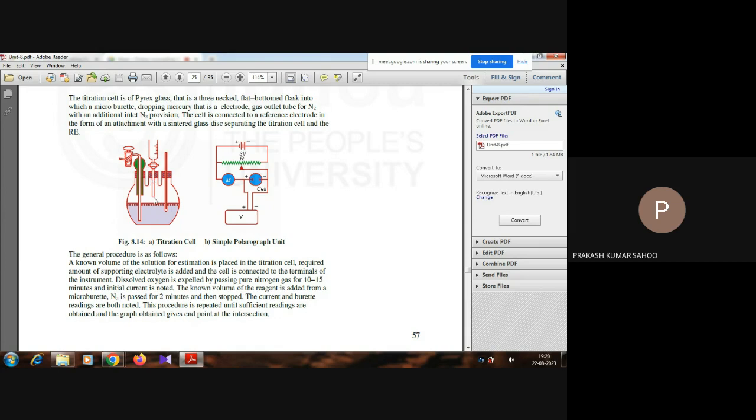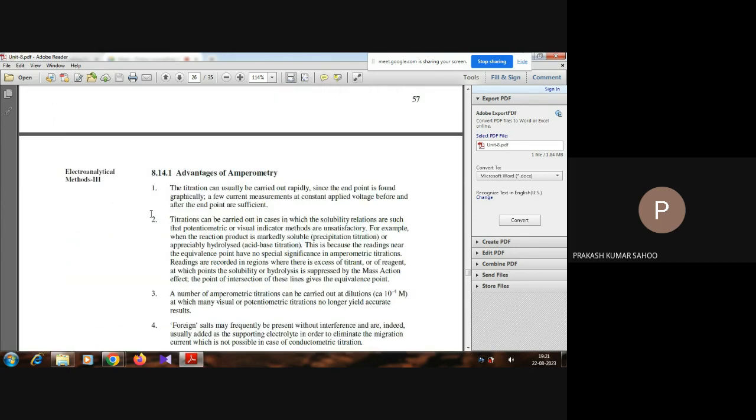So if EDTA is added through this burette, what happens is the zinc 2 plus ion in this solution forms a complex with the EDTA, and gradually the number of ions will decrease, and when the number of ions decreases, the current will decrease. So by noting the current with addition of the EDTA, we will have the endpoint.